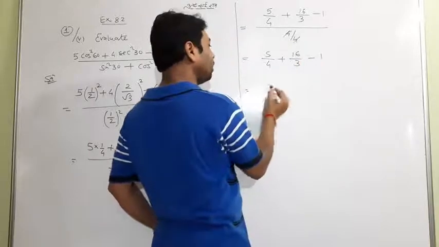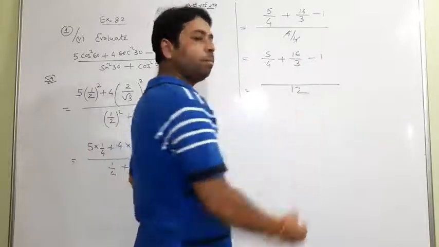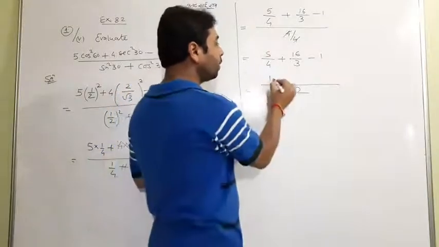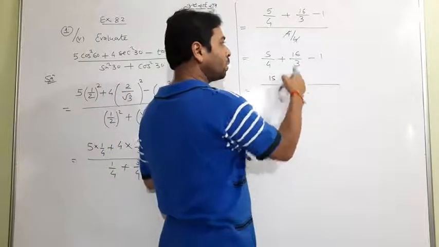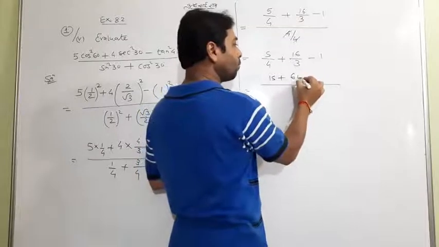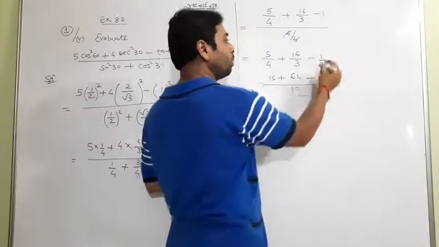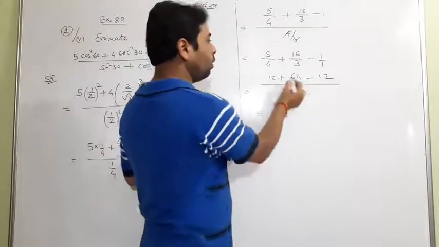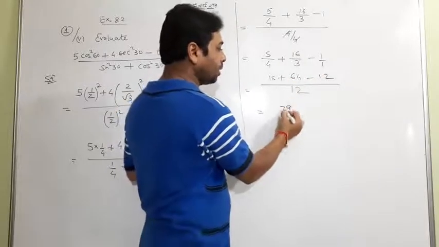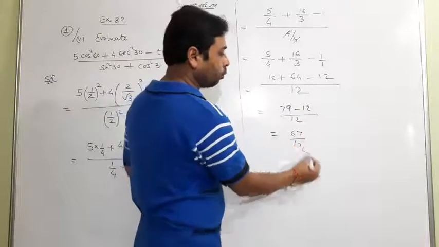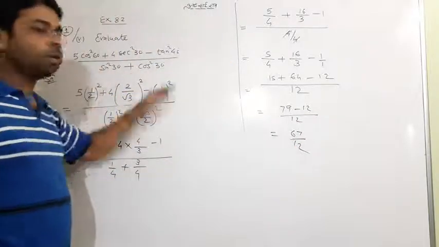Now we only need to take the LCM, which is 12. 4 threes are 12, 3 fives are 15. Then 3 fours are 12, 4 sixteens are 64, and minus 1 into 12 is minus 12. So overall you will have a simple calculation: 15 plus 64 minus 12, which is 67 upon 12. So this is the answer of this particular question.